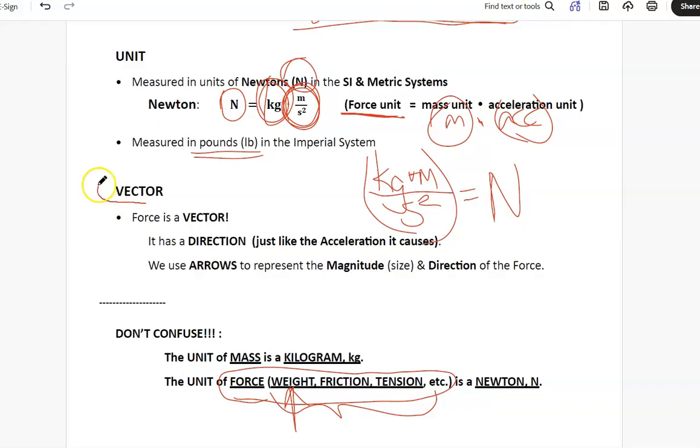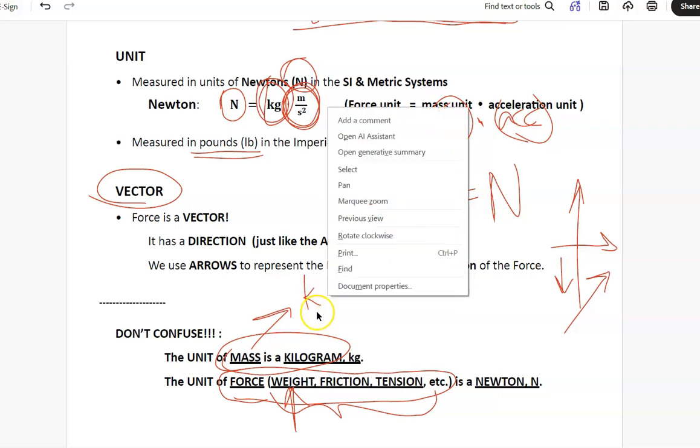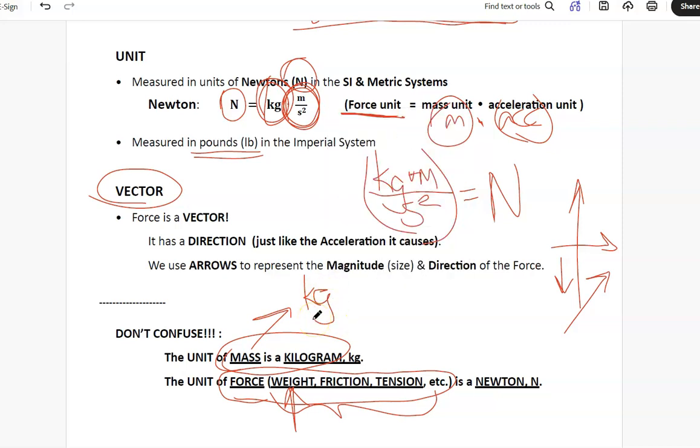And remember, force is a vector, so we represent it with arrows all the time. We might have a big arrow pointing up, a little arrow pointing down, an arrow to the right, an arrow to the left, or a diagonal arrow. The bigger the arrow, the bigger the magnitude of the force, and the direction of the arrow tells us the direction of the force. Forces are another kind of vector. So don't confuse your units here. The unit of mass is a kilogram. It is not a newton. We abbreviate kilogram with a lowercase k and lowercase g. Forces are always in newtons.